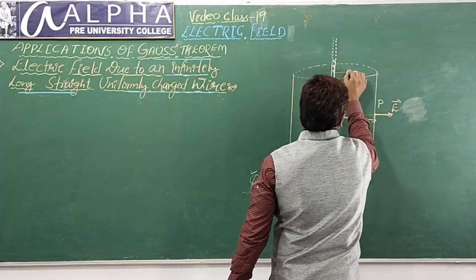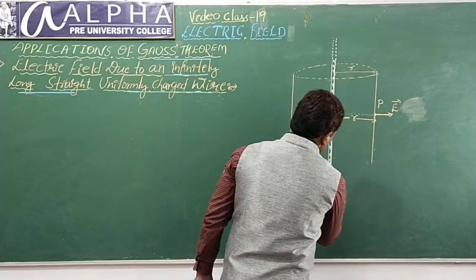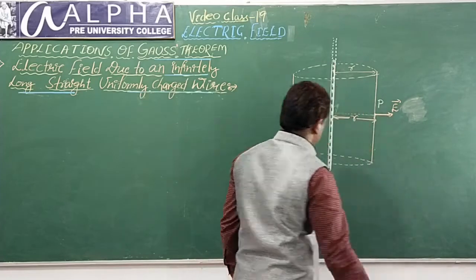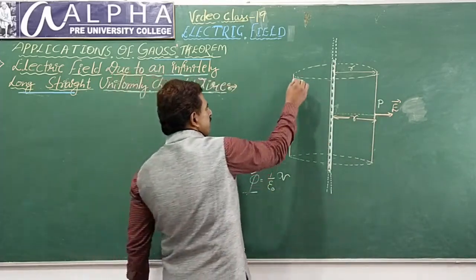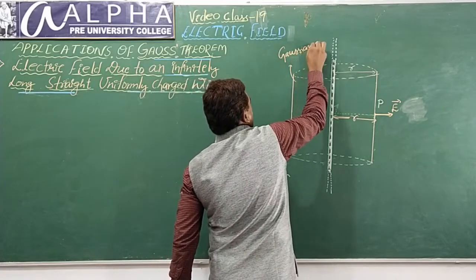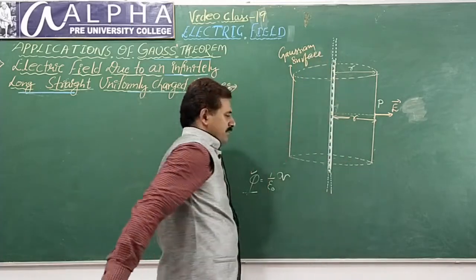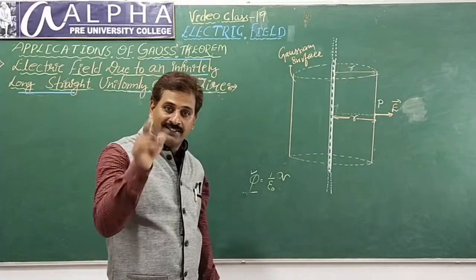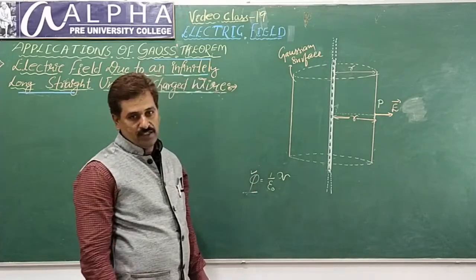What is the radius of the cylinder? R. Remember R. Here also I draw a circle. There are two end faces, circular faces, remember students, to a cylinder. This is a cylindrical Gaussian surface. What is the Gaussian surface? An imaginary surface which encloses an amount of charge, over which you find the electric flux, which is equal to 1 by epsilon 0 times the charge enclosed.